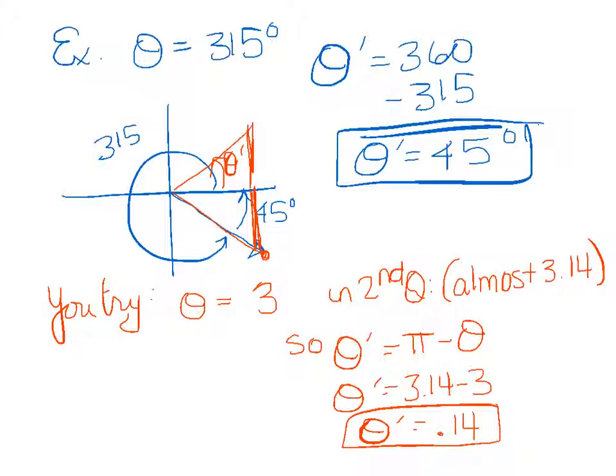Right, there's my solution. If you want to hear the explanation, I looked at theta equal 3, and I had to decide what quadrant that was in. I said it's in the second quadrant because 3 is almost 3.14. Remember, pi is what we normally think of as 180 degrees, halfway around the circle. So I almost got halfway around the circle, so I'm in the second quadrant. Theta prime has to be pi minus the angle, so substitute 3.14 for pi, minus 3, and that's the answer.